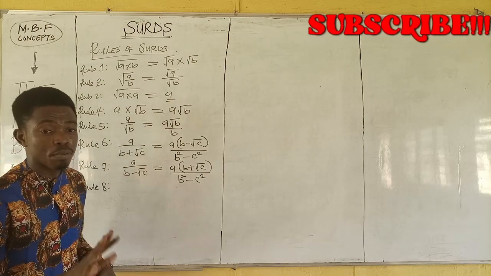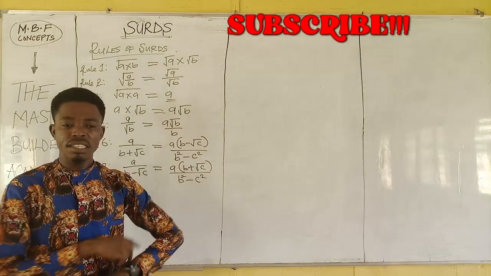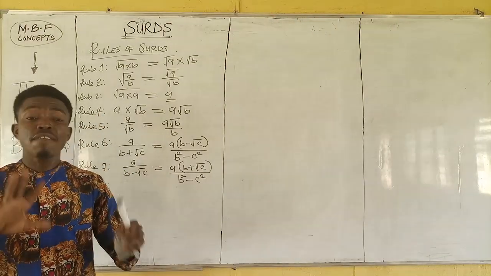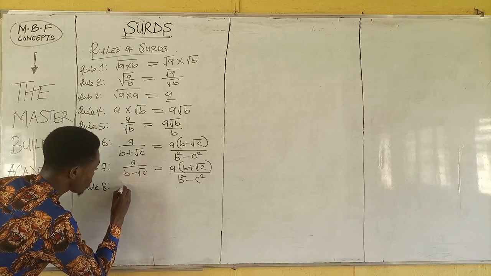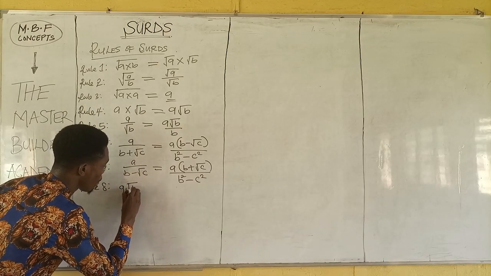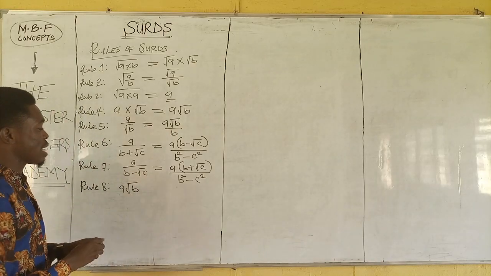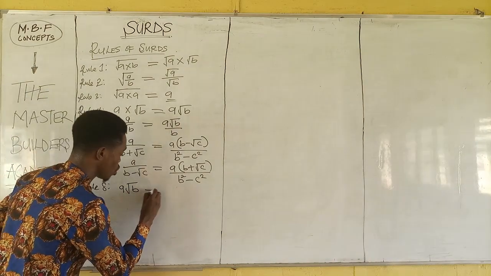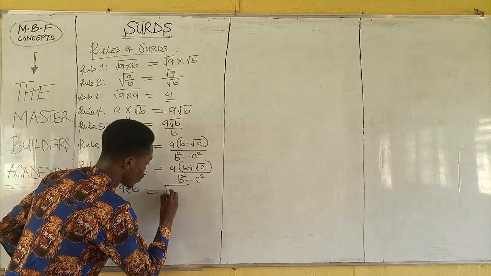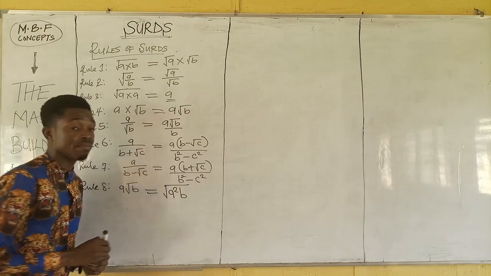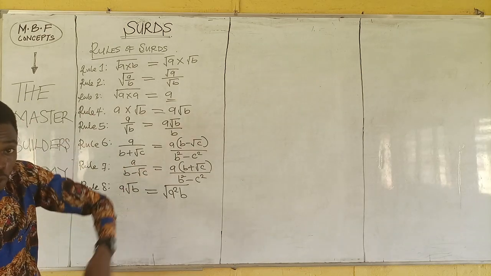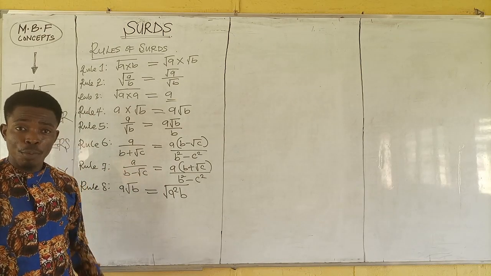Guys, this is very, very simple. So now, guys, let's look at rule number 8. Rule number 8 simply states that if you have A root B and you want to express it in a simple form, or a simple surd, you're going to have this as root of A squared B. So when you are taking a number from outside a square root to inside the square root, you will square the number.